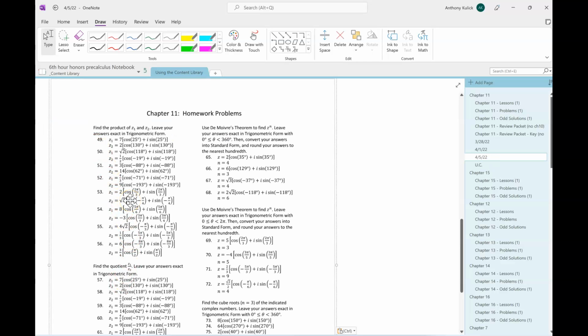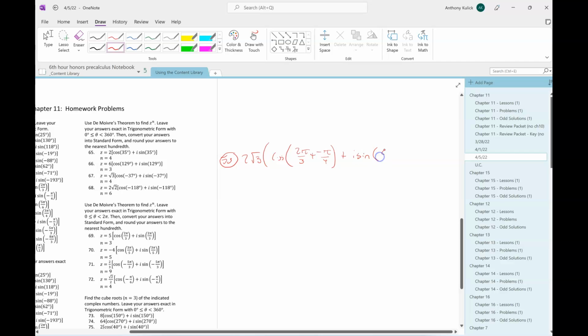So 53 asks you to find the product of these things. So we just need to multiply the r's, and we need to add the thetas. So far, so good. So the only thing we have to do here is add these fractions by making a common denominator.